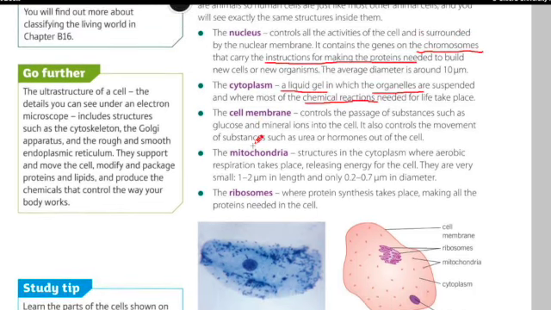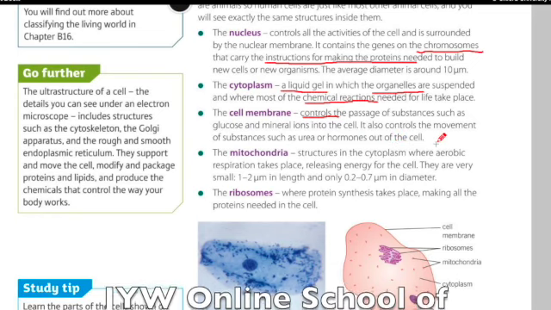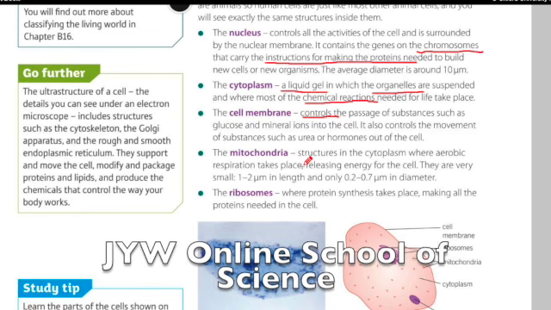A lot of chemical reactions take place in the cytoplasm. The cell membrane is a semi-permeable membrane. It controls what goes in and what goes out of the cell. So it allows some particles to go in and out, but it stops some other particles from going in and out of the cell. So it says here it controls the movement of substances such as urea or hormones out of the cell.